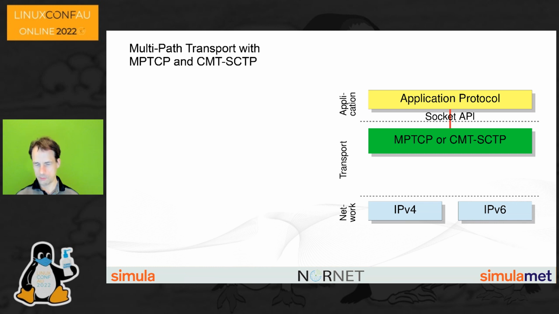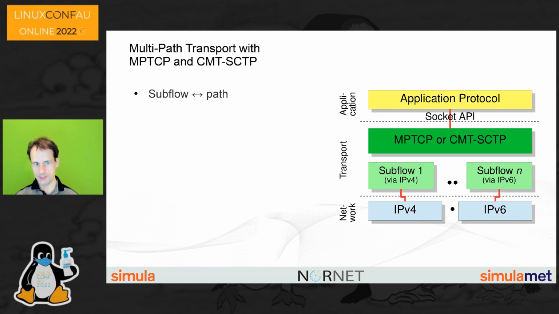So now the transport protocol can establish paths or so-called subflows over the underlying network protocols. That is subflows over IPv4 and IPv6. You can even mix subflows with IPv4 and IPv6. So you can have an MPTCP connection both using IPv4 and IPv6.